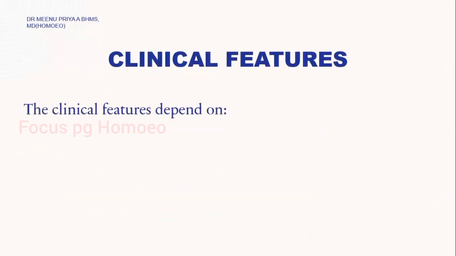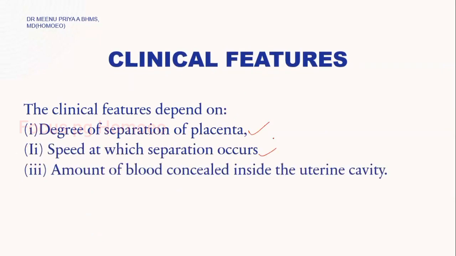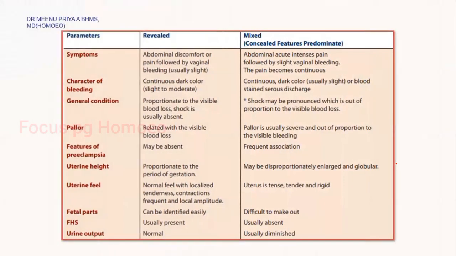Now, what are the clinical features? The clinical features depend on the degree of separation of the placenta, as we saw with the grading, and the speed at which the separation occurs. So the bleeding, and also the amount of blood concealed inside the uterine cavity, are the things that affect the clinical features. The clinical features are divided into revealed and concealed types. In the mixed type, concealed features predominate, so that is why it is included in the mixed type itself.